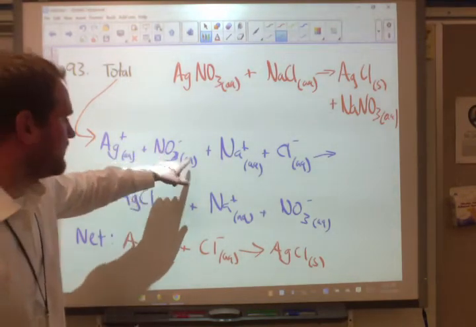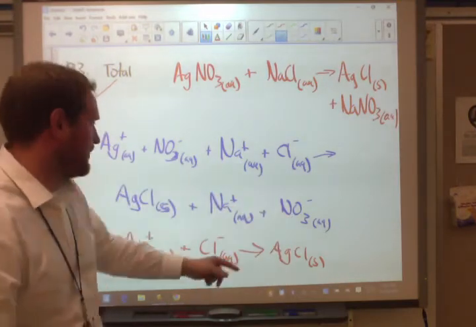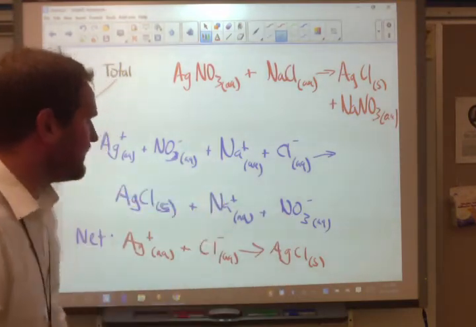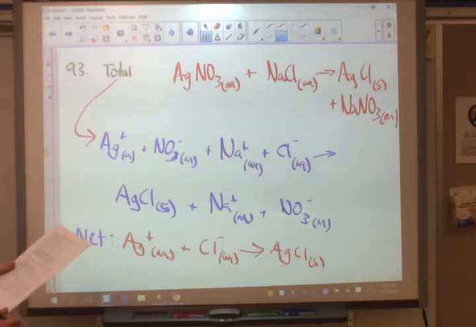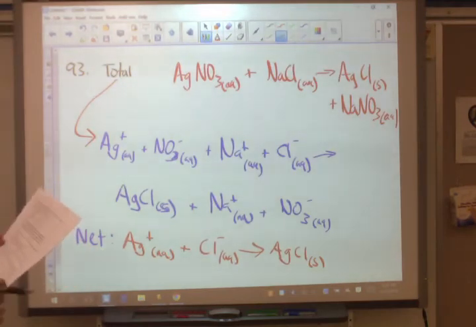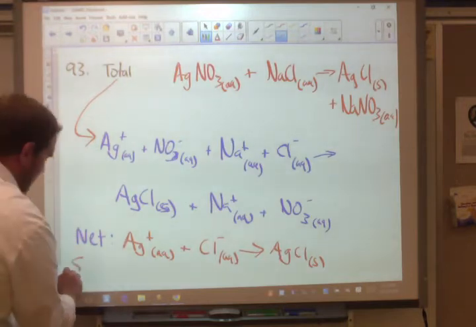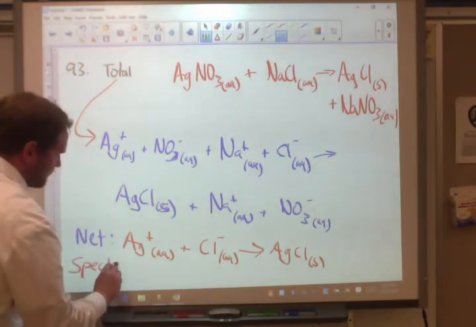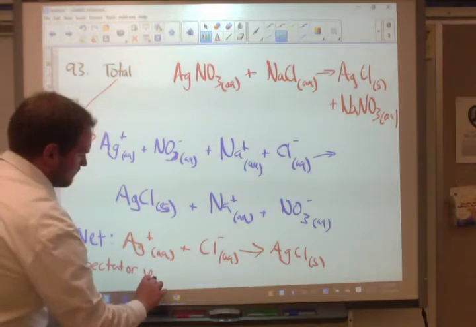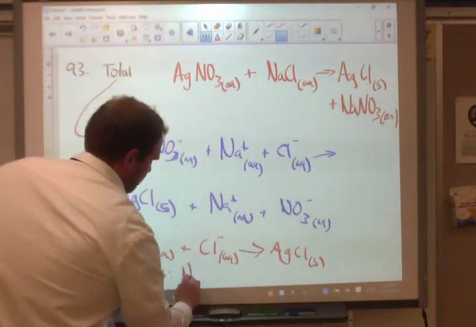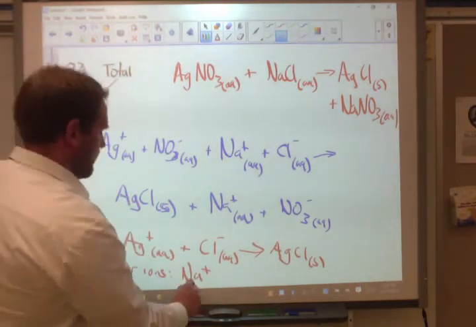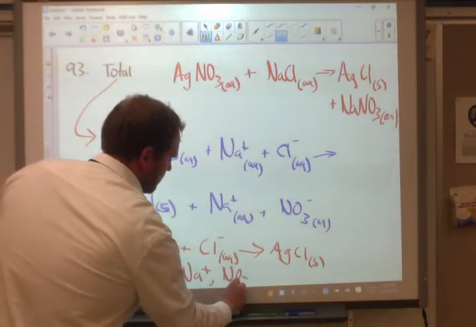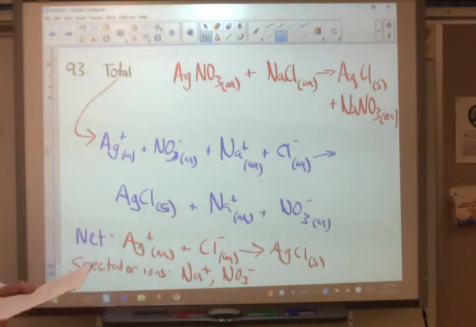Notice the NO3 minus and the NO3 minus are aqueous before, aqueous after. Same with the Na plus. They do nothing. That's your net ionic equation, and I think I asked for the spectator ions. Yep. So the spectator ions are just Na plus and NO3 minus, nitrate.